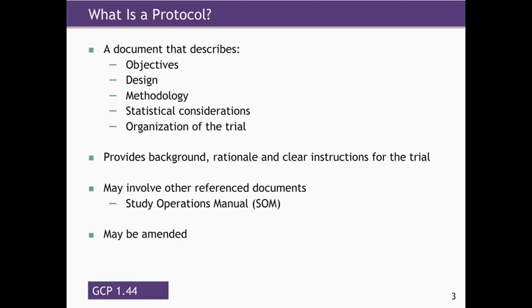So, GCP defines the protocol as a detailed document that describes the objectives of the trial, the design, the methodology, including all procedures in the trial, the statistical considerations for the trial, and how the trial is organized, including the key players that will be involved in the trial. The protocol also provides details on the background, rationale, and real clear procedural instructions on how to conduct the trial, although some of this particular information may be found in supporting documents.